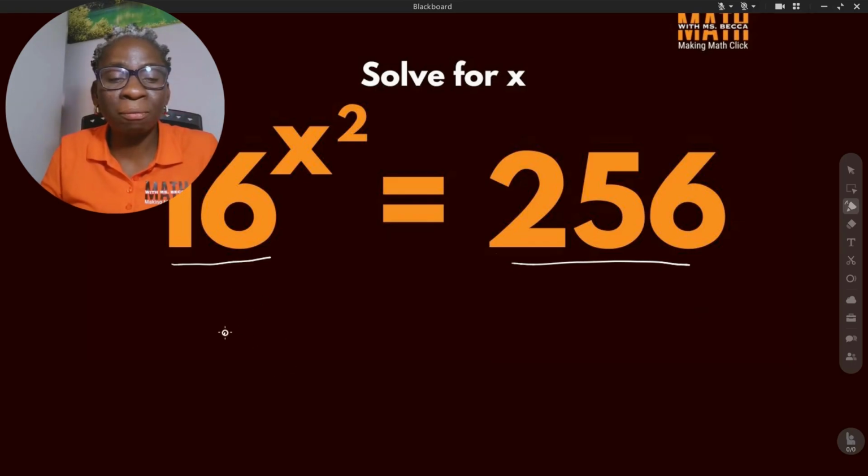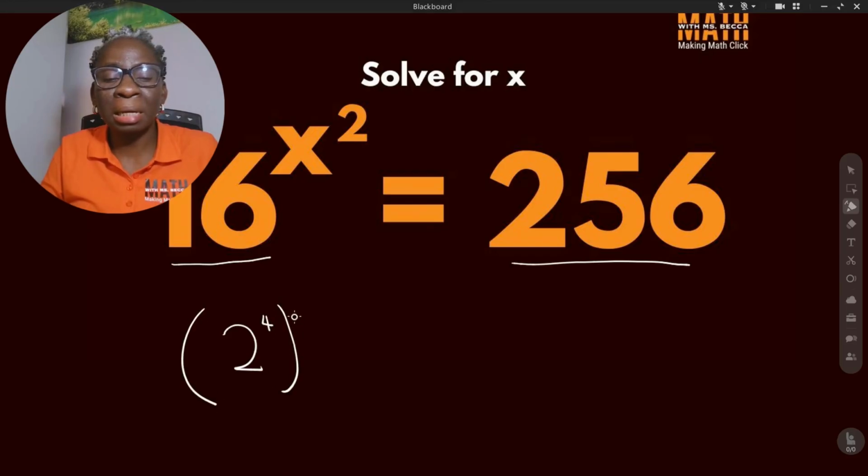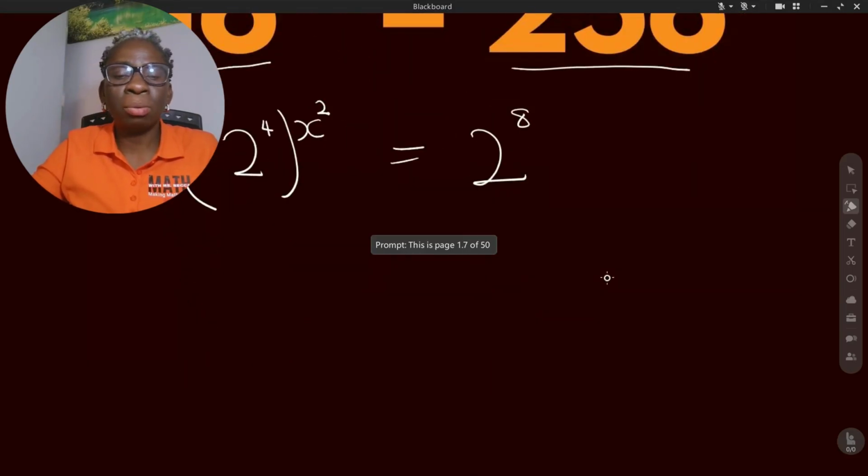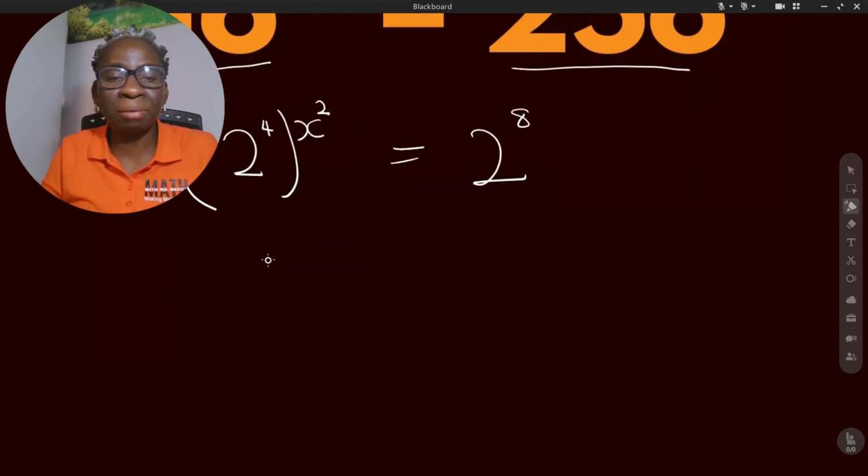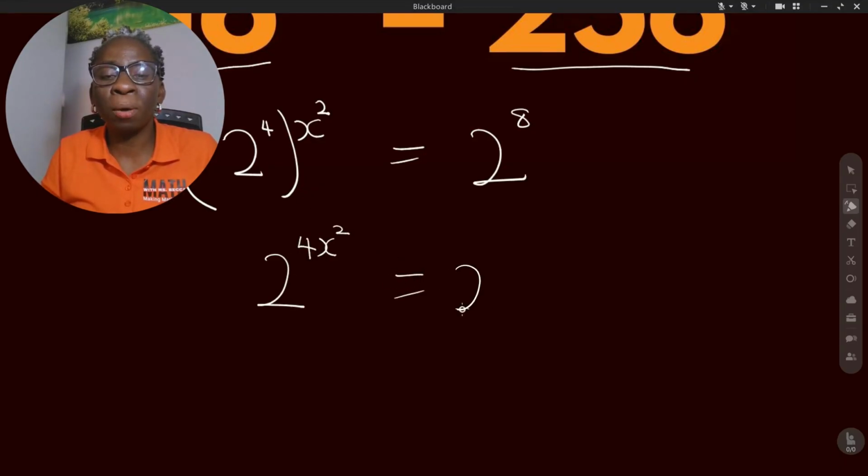So here now we have 2 power 4, then let's open bracket and then leave the power that we have there already. And then 256 is the same thing as 2 power 8. So now let's simplify for that. This left hand side, let's first say 2 power 4x power 2. When we multiply 4 by x, it gives 4x. So that will be 4x squared. Then we have 2 power 8.